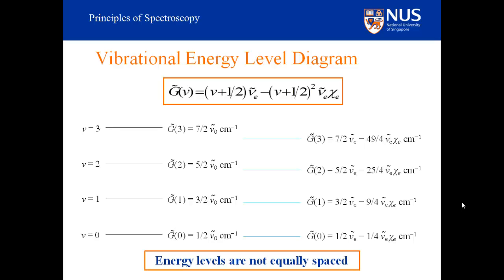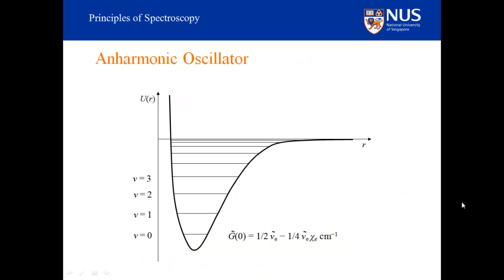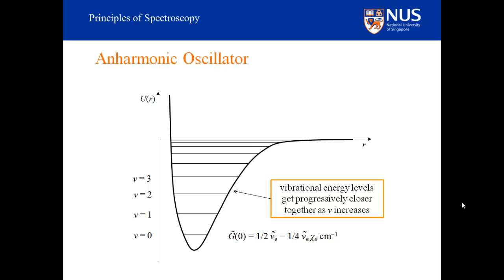So the fundamental thing is that the levels are not equally spaced. They are getting closer and closer together as we approach the dissociative limit. We can imagine that there is potentially a maximum vibrational quantum number beyond which it will dissociate. In fact, we can calculate what the Vmax is by differentiating our vibrational term expression.